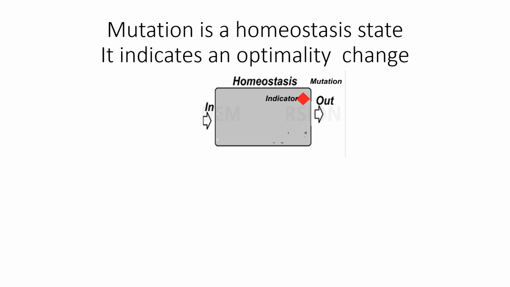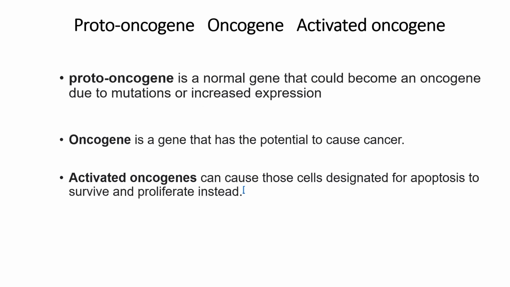Mutation is a homeostatic state. It indicates an optimality change. So anything which we see in this homeostasis is either better optimality or less optimality, which I mean by optimality change. So let's look at what happens in other genes.